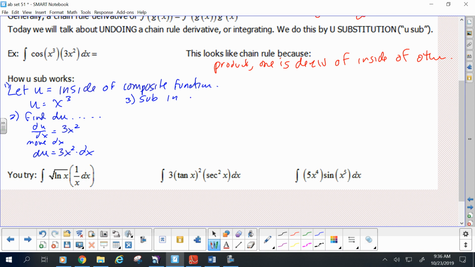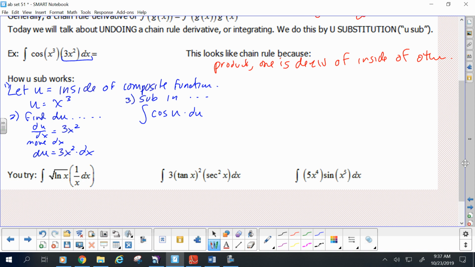Now we're going to substitute in. The integral is obviously still there. I'm not subbing for that. Cosine is still there. I'm not subbing for that. But in place of x cubed, I will substitute u. And in place of this whole thing, 3x squared dx, I put in its place du. Now the whole objective is to get an integral that's easier to work with. And I think you'll agree that's pretty easy.